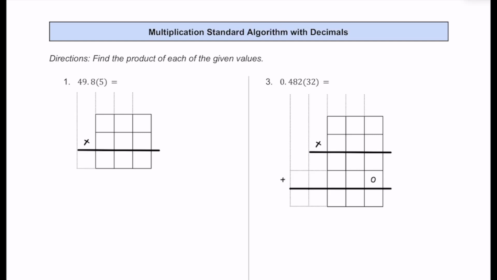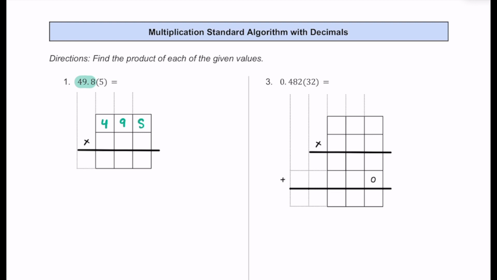In this video, let's go ahead and practice multiplying some decimals together using the standard algorithm. All right, so first off, for number 1, we have 49 and 8/10, and we're going to multiply that by 5. Now we need to think of which number has more digits. It's going to be this 49.8. It has 3 digits, so let's go ahead and ignore the decimal and think about this as just 498.